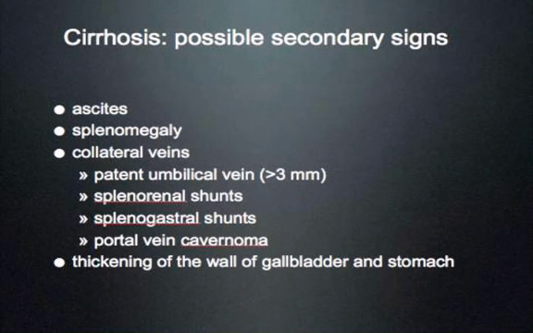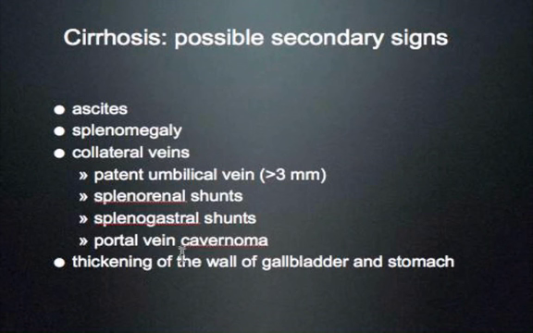What are other possible secondary signs of cirrhosis? Well, I think you know them all from the internal medicine books. Ascites, of course, splenomegaly, collateral veins. There is the patent umbilical vein, which is often visible, which forms the caput medusae under the skin. Then splenorenal shunts, splenogastric shunts, a bit more difficult to see.